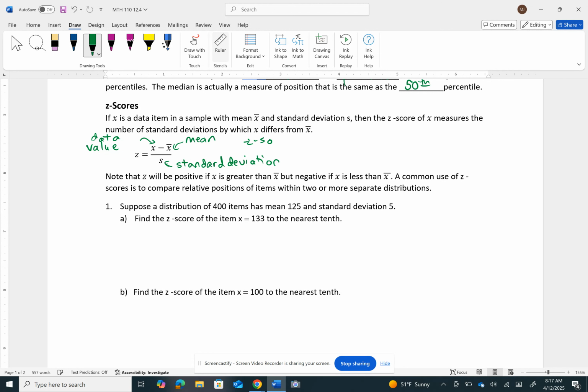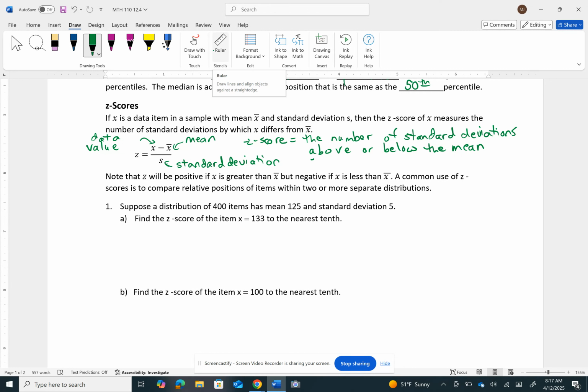So a z-score really is the number of standard deviations above or below the mean that the data value is.